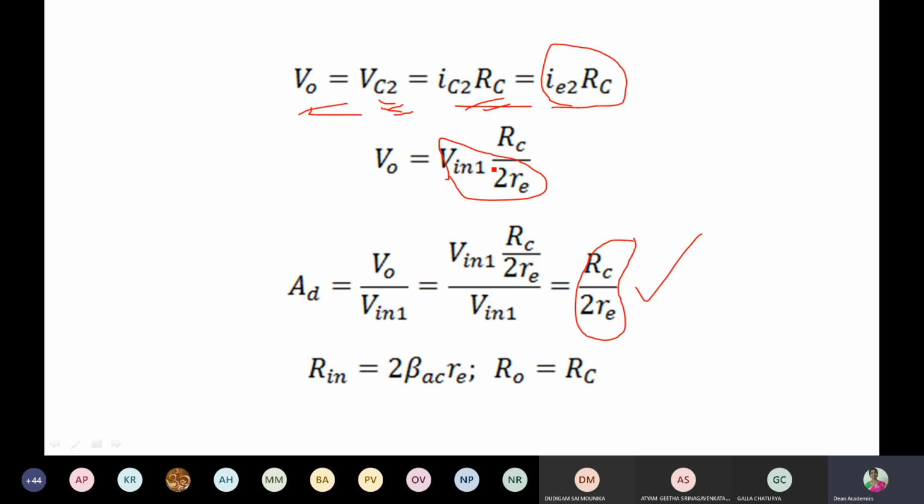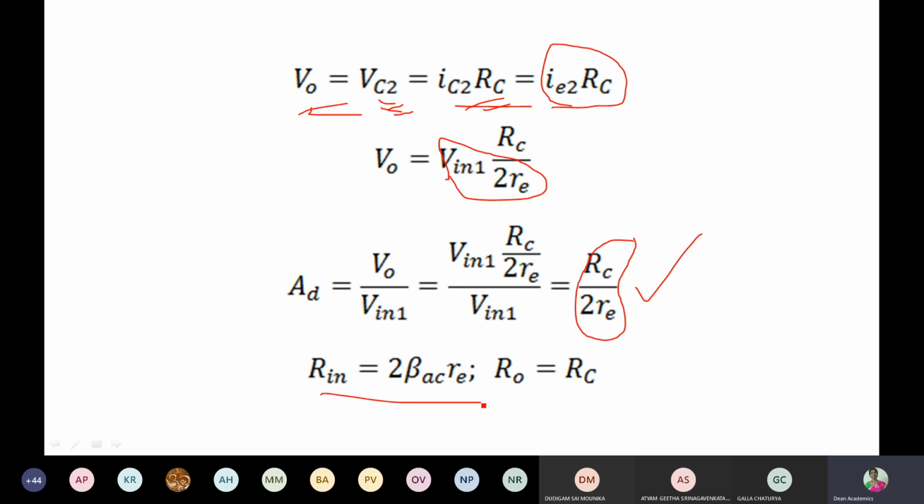IC2 RC. What is IC2? IE2 RC. What is IE2? We have obtained expressions for IE1 and IE2, that is V in 1 by 2 RE. So same thing we have substituted and we got this, right? So RC by 2 RE, right?